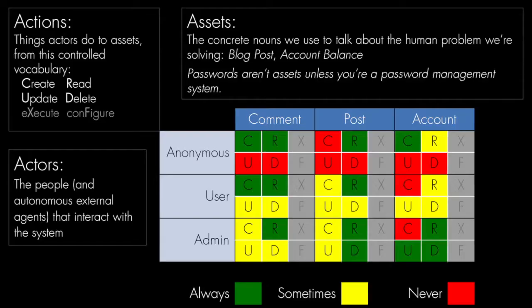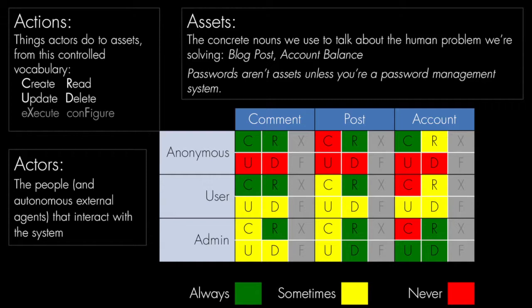We have this formal structure, which is this matrix here, and this gets into the kind of formality and completeness stuff, where we say, okay, an actor can do a thing to an asset from this controlled vocabulary. A normal user can create a blog post if they own the blog.